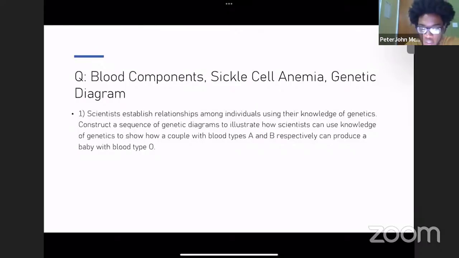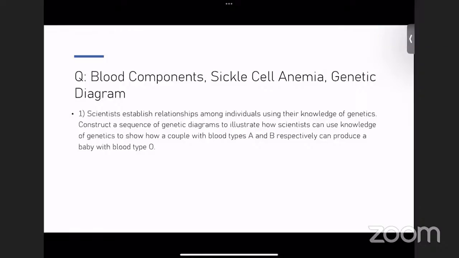All right, let's do blood components, sickle cell anemia, and genetic diagrams now. Scientists establish relationships. Can someone read, please? Scientists establish relationships among individuals using their knowledge of genetics. Construct a sequence of genetic diagrams to illustrate how scientists can use knowledge of genetics to show how a couple with blood types A and B, respectively, can produce a baby with blood type O.